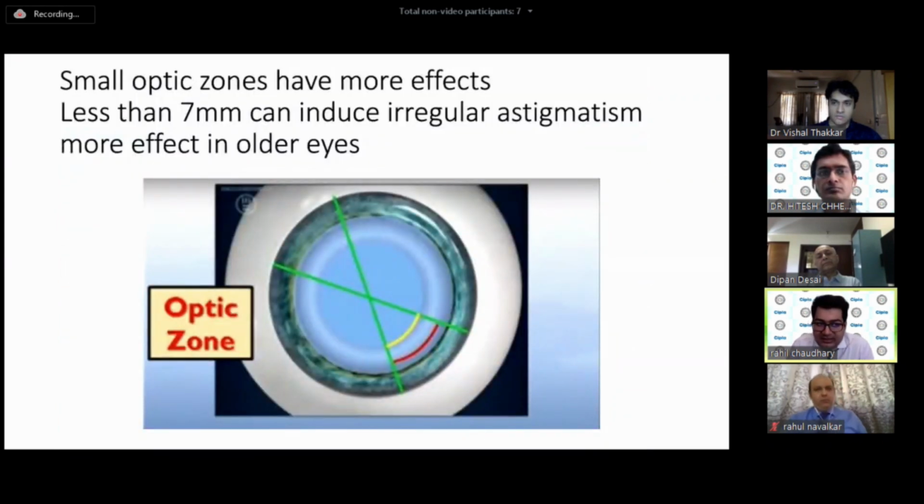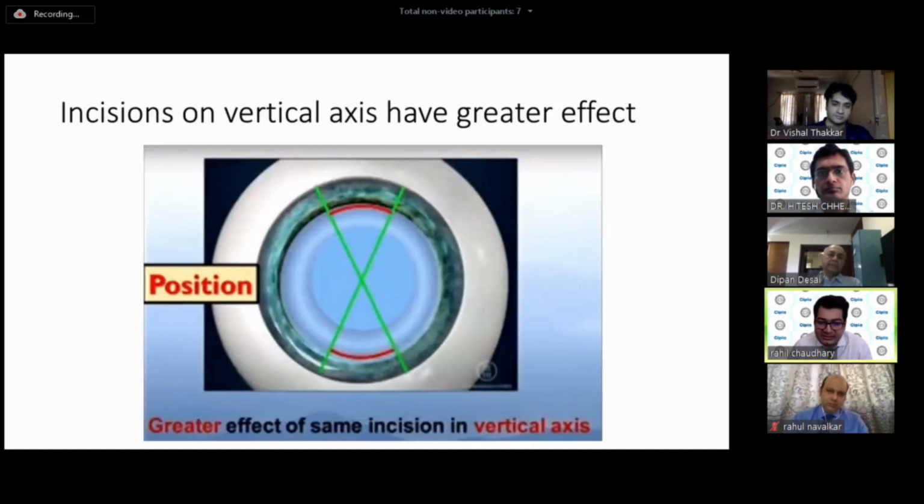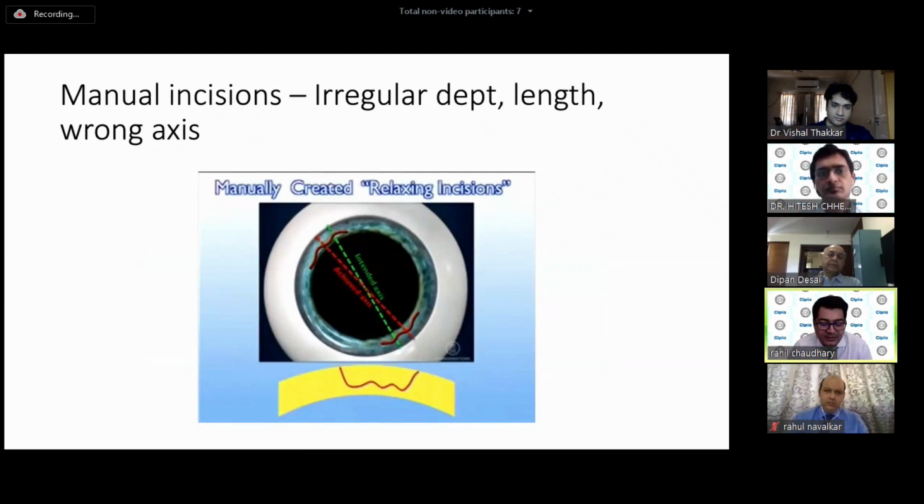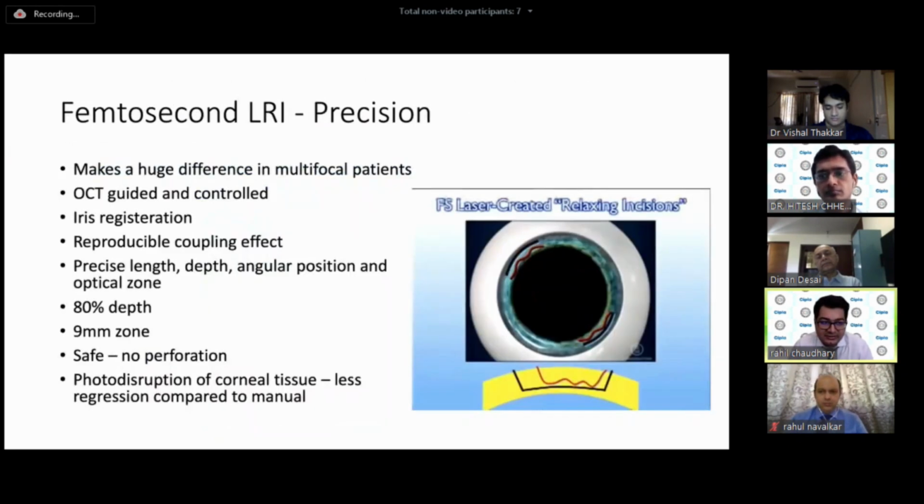And the next thing we know about LRIs is that small optic zones have more effect. That means the closer you are to the visual axis, the more effect it will have. Less than 7 millimeters can induce irregular astigmatism, and it has more effect in older eyes. And incisions on the vertical axis have greater effects compared to horizontal incisions. Now, with manual incisions, the problem is that the depth can be irregular. However, we have very good quality diamond knives available today.